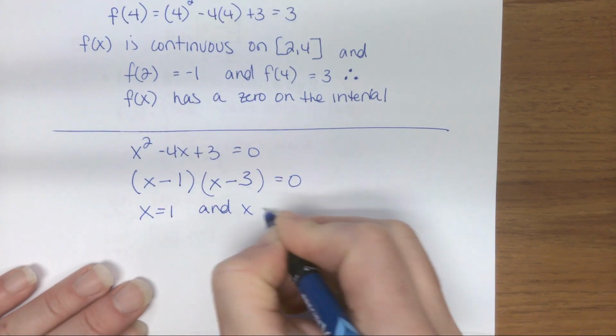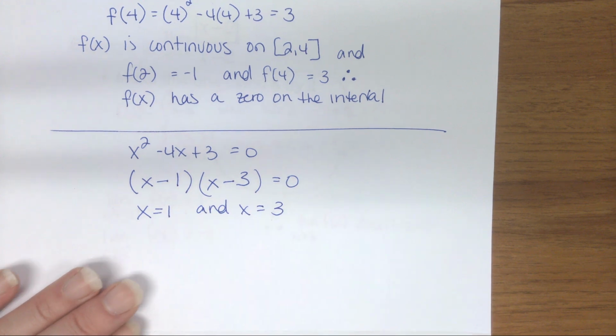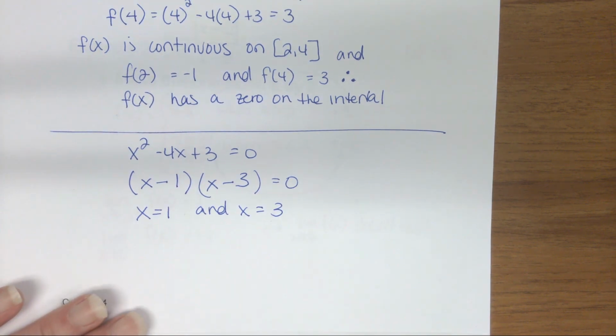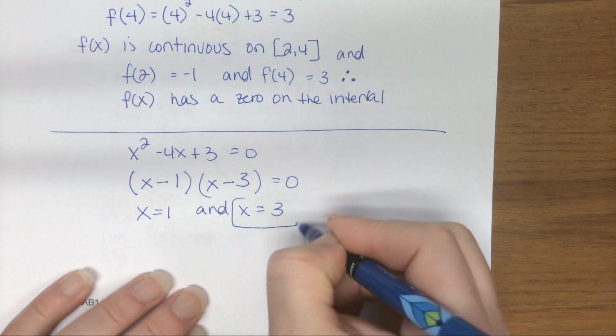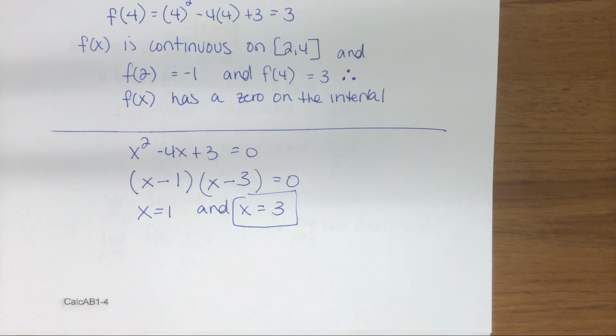Actually, there are 2 zeros, but only one on the interval, because the interval was 2 to 4, right? So the one on the interval was x equals 3.